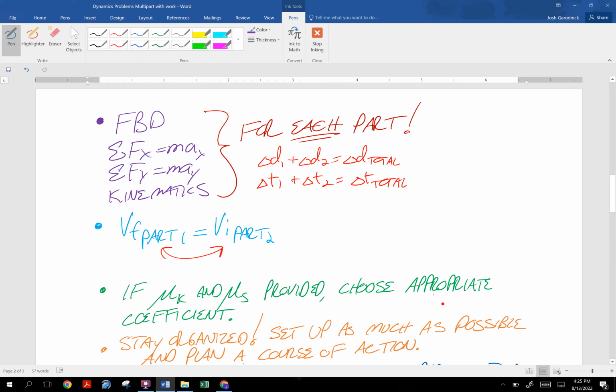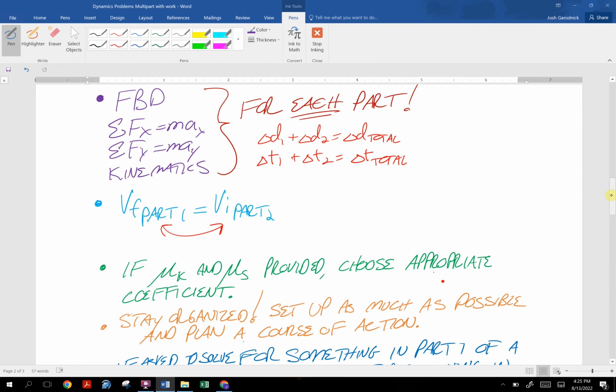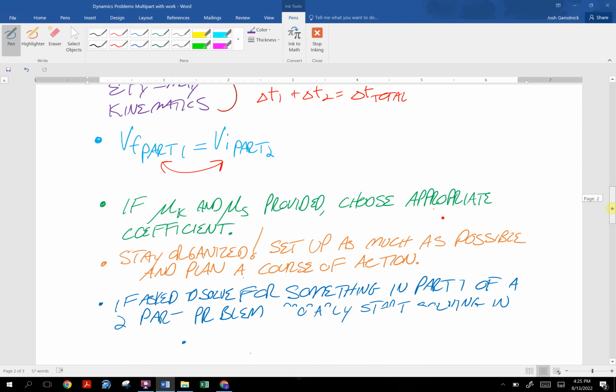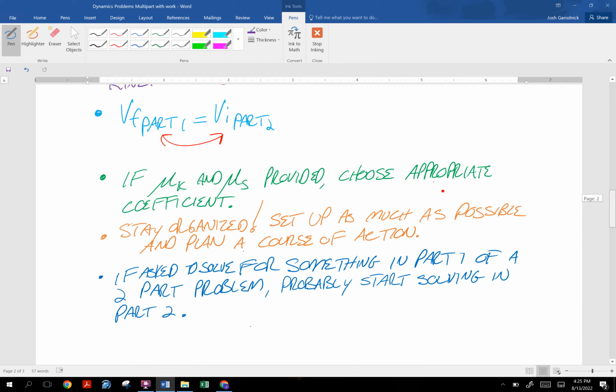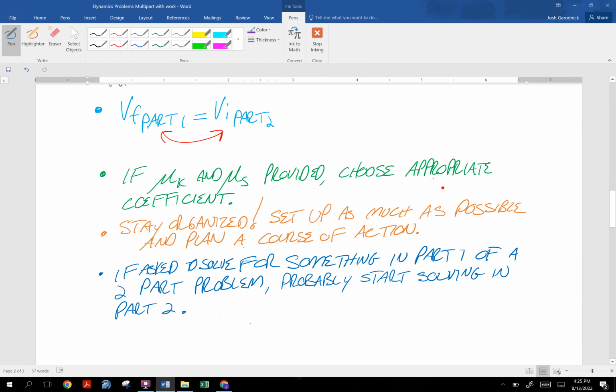The final velocity of part 1 is equal to the initial of part 2, and vice versa, hence the red arrow going back and forth. That's the connection. So if part 1 doesn't get you what you want, move on to part 2, because then maybe you can get the initial velocity of part 2 and work backwards through the problem. But if you're organized and not panicking, let the work do it for you. Don't try to do it all in your head. And if you're given both coefficients, choose the appropriate one, either skidding, rolling, sliding, or stationary, or stuck, those kind of things. But stay organized.